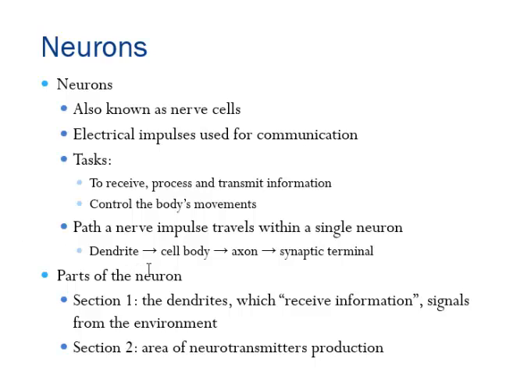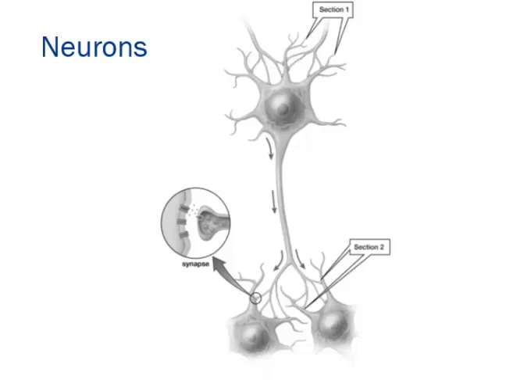The path by which the nerve impulses travel is the dendrite, the cell body, the axon, and the synapse. We'll see a diagram of that in a minute. The dendrite receives the information, and then the nerve can produce neurotransmitters.